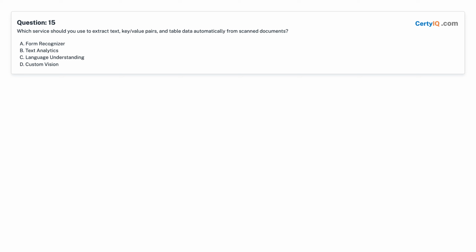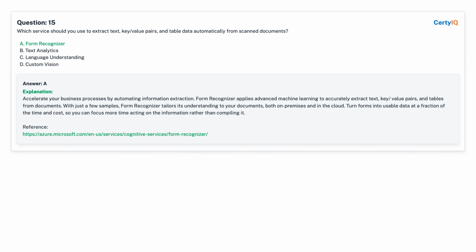Question 15. Which service should you use to extract text, key/value pairs, and table data automatically from scanned documents? A. Form Recognizer. B. Text Analytics. C. Language Understanding. D. Custom Vision. Answer is A.